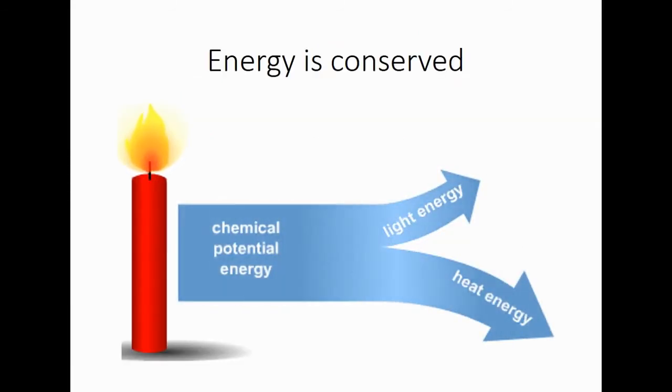As the candle burns, chemical potential energy that is stored in between the molecules of the wax is converted into light energy and heat energy. The energy changes forms and moves from the wax into the surrounding air as it heats and gives us light, but none of the energy is created or destroyed.